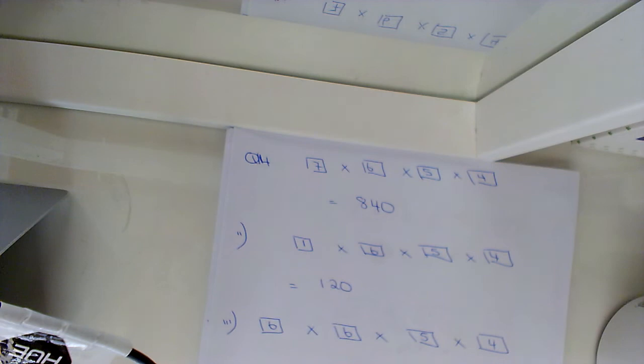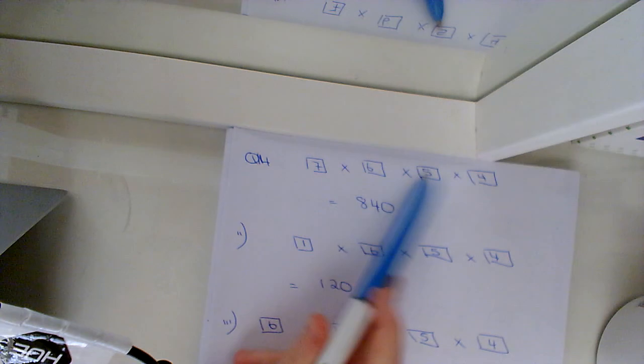Question 14 says, Karen has to study 7 subjects for her Christmas exams. In how many different orders can she study 4 subjects? So she has 7 subjects, so it's going to be 7 by 6 by 5 by 4, and there's 840 different ways that she can study.